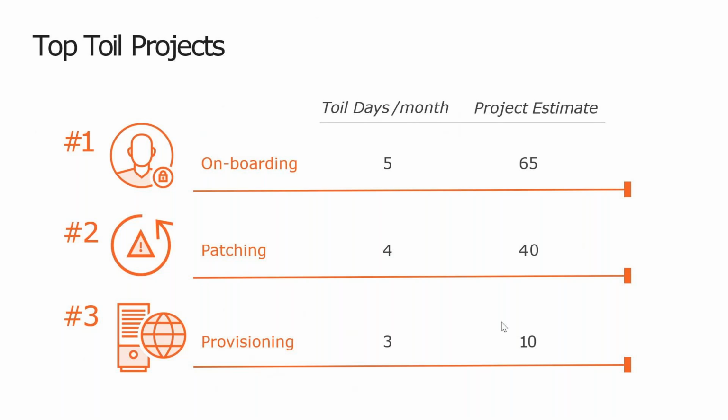Now you tell me which one you should prioritize. First one. So here, in a month, you are losing 5 days for onboarding, 4 days for patching, and 3 days for provisioning. But in order to automate, the first one takes 65 days, patching 40 days, and provisioning 10 days. So which one will you prioritize?